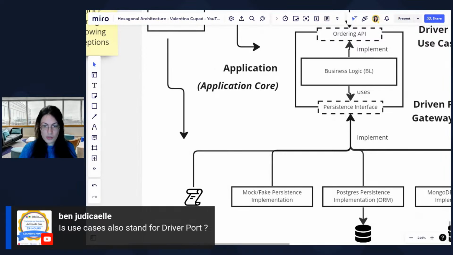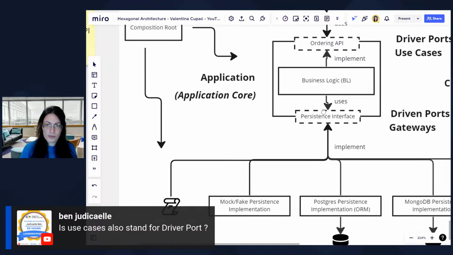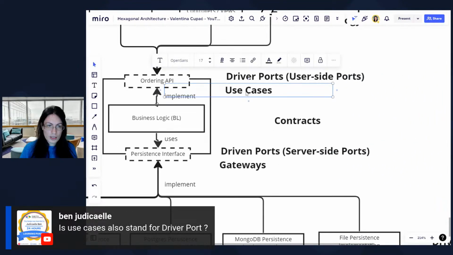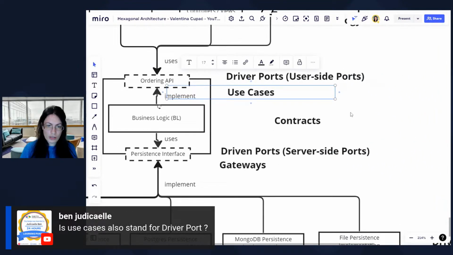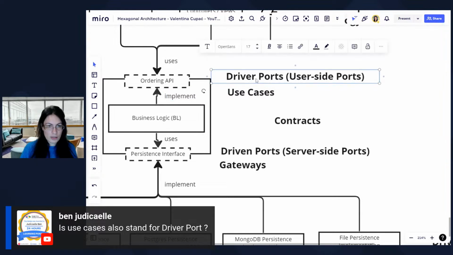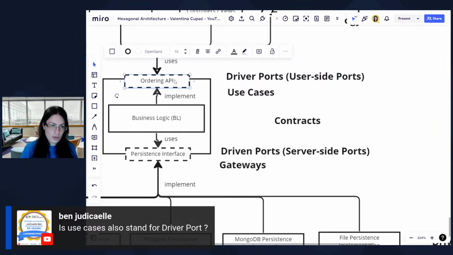Do use cases also stand for driver ports? So I've put here the different terminology which tends to be used synonymously. So driver ports, user side ports, use cases. So you can think of it essentially all of this here.